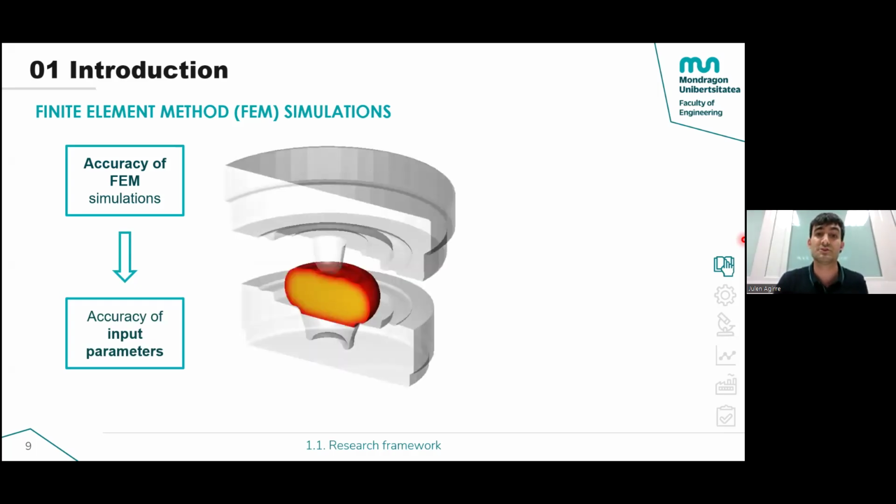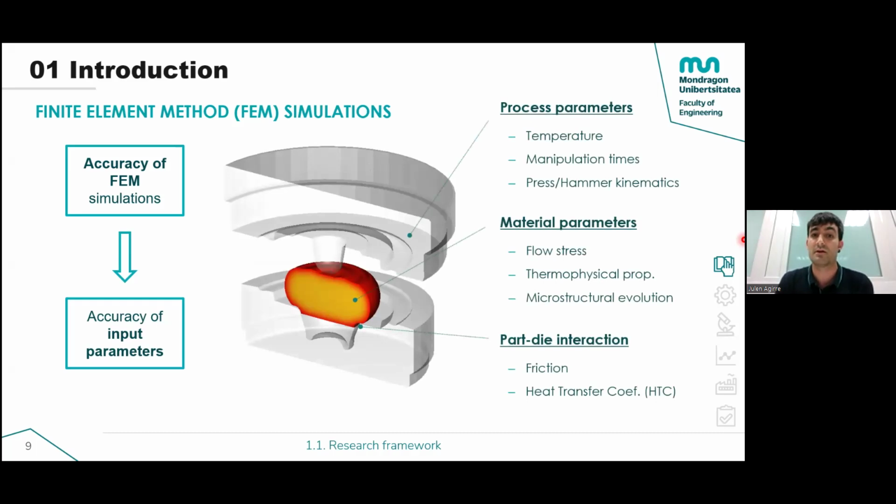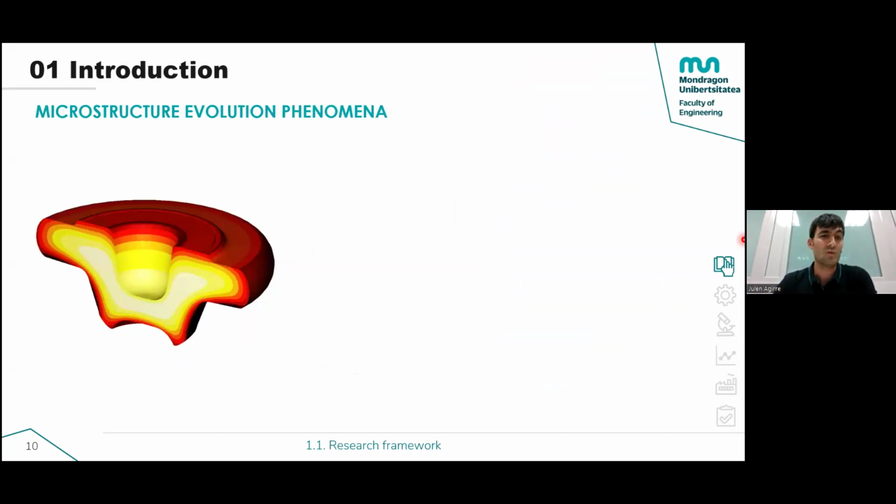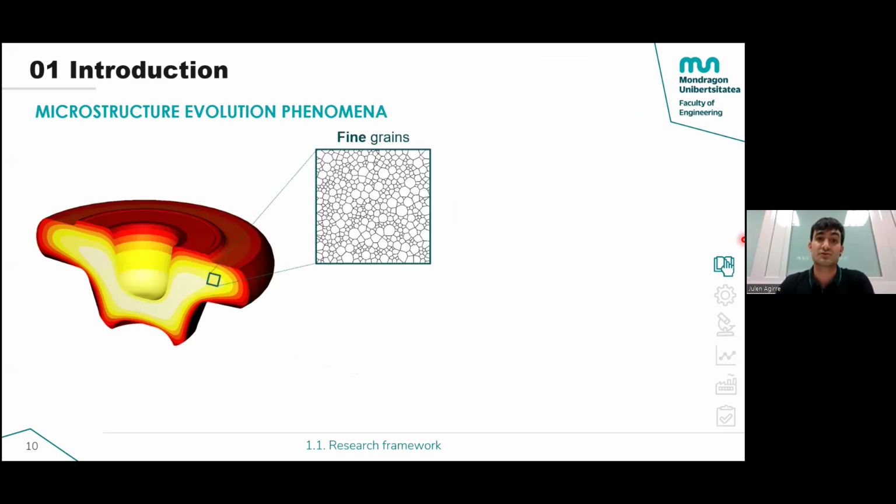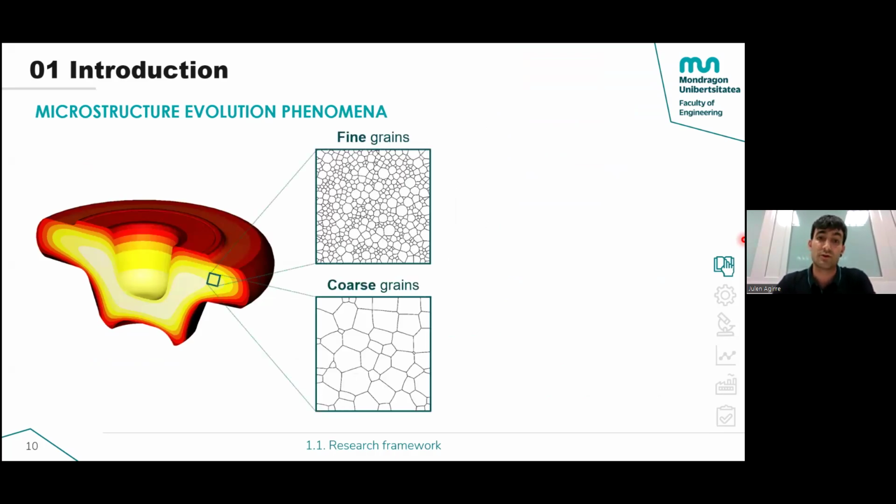And in hot forging process simulations, there are three main groups of inputs to introduce. On the one hand, the process parameters, the material parameters, and finally, the part-die interaction parameters. In my PhD, I focus on the material parameter characterization, focusing on the flow stress and also on the microstructural evolution. So depending on the forging parameters, we can obtain a fine grain structure or a coarse grain structure.